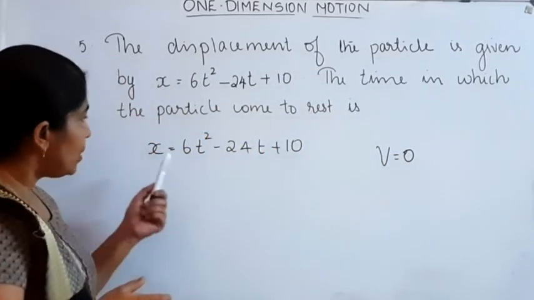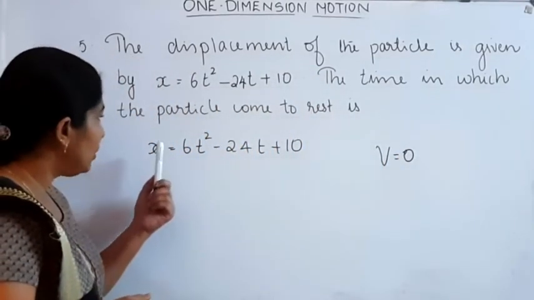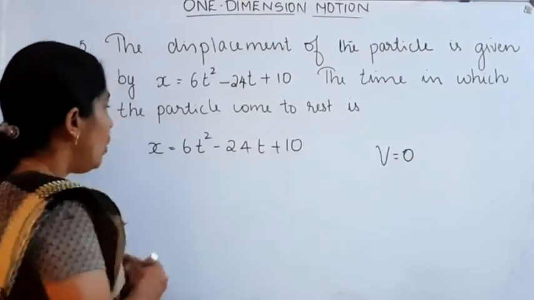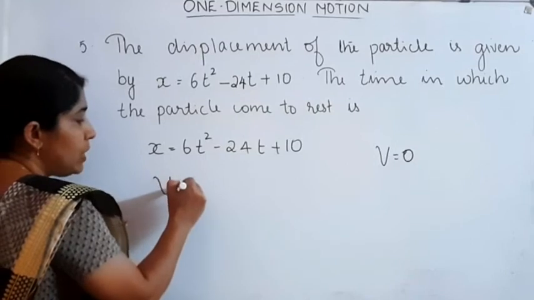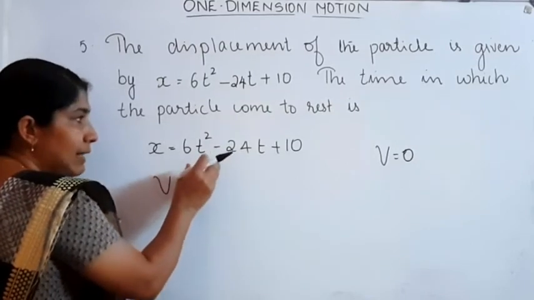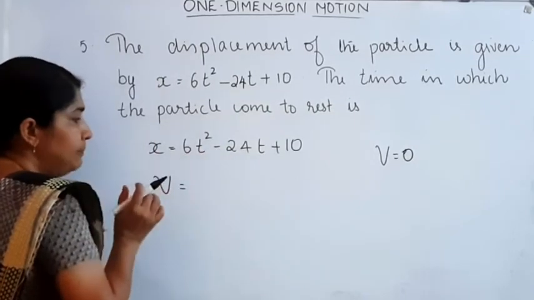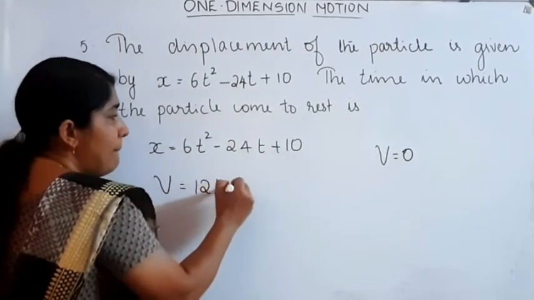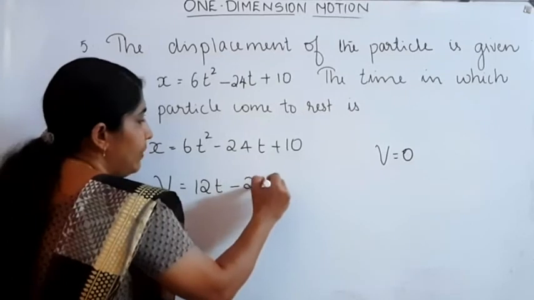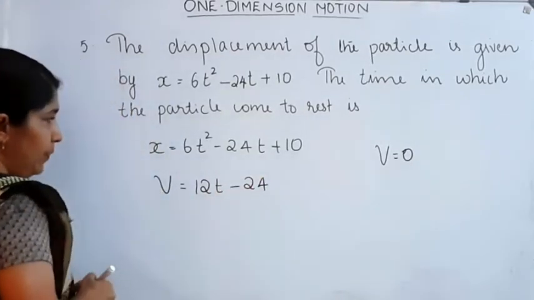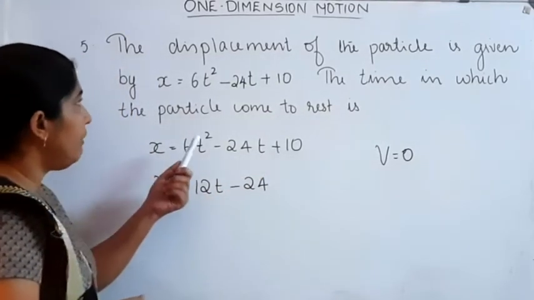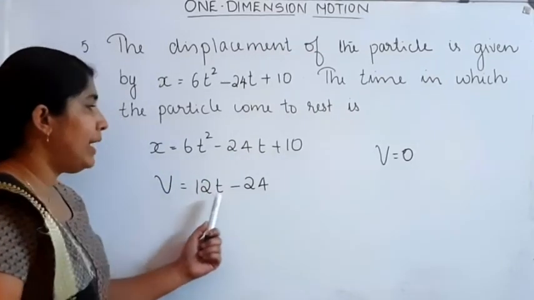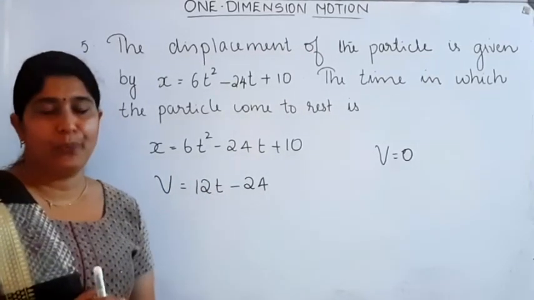Therefore, first of all, we want to find the velocity from this displacement. Velocity v can be found by taking the derivative of this displacement. Then velocity is equal to 12t minus 24. On taking the derivative of displacement, we get velocity as 12t minus 24.